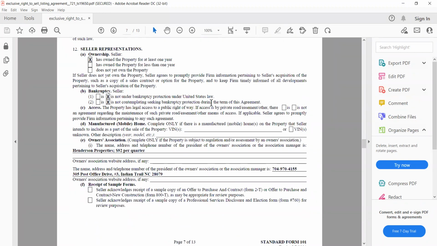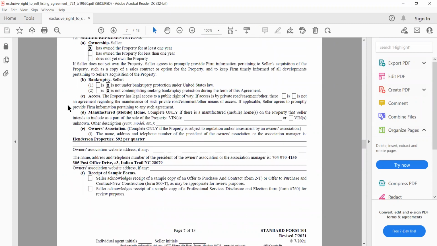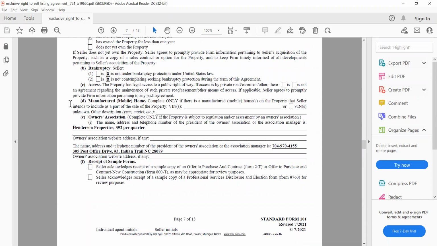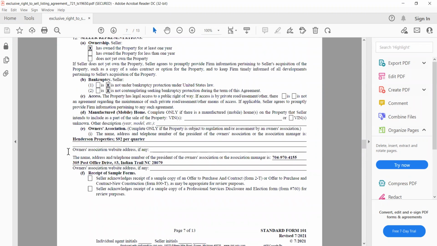Number 12 is your seller representations. This is what you need to know about the seller, how long they've owned the property. Also, in these other subsets, you need to ask them these questions. Are they under bankruptcy or about to be? Are they thinking about bankruptcy? Because this will impact the sale of the property.